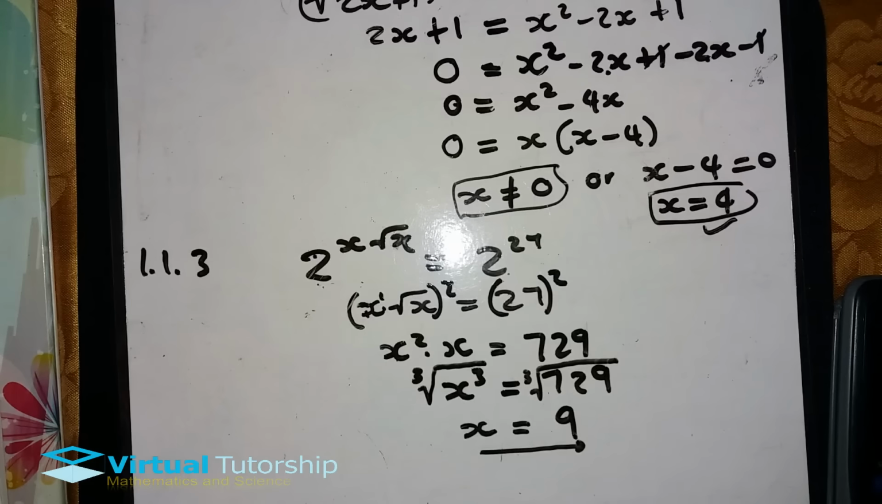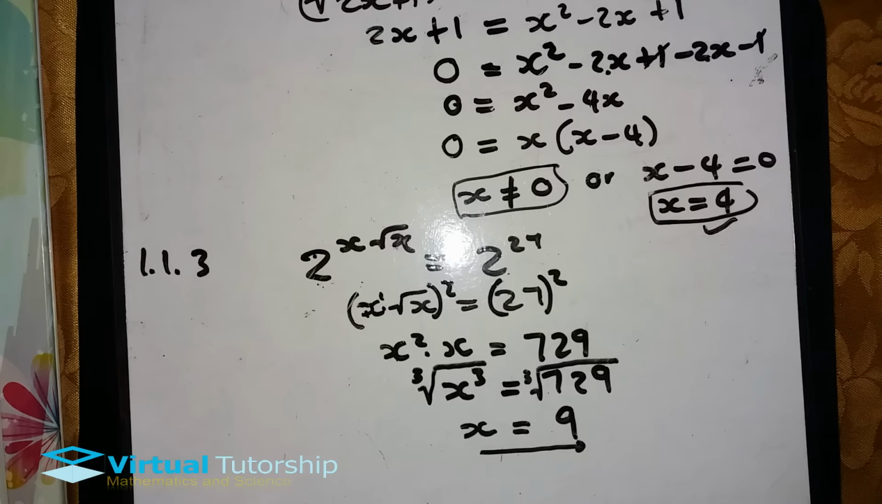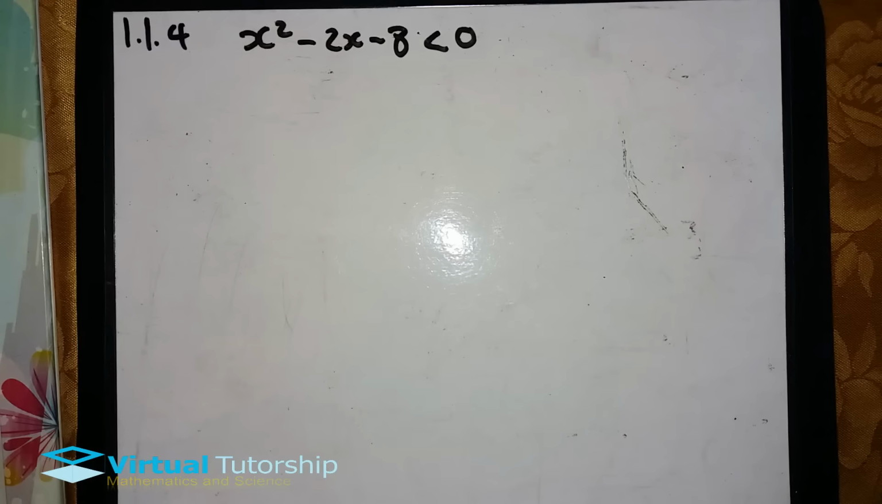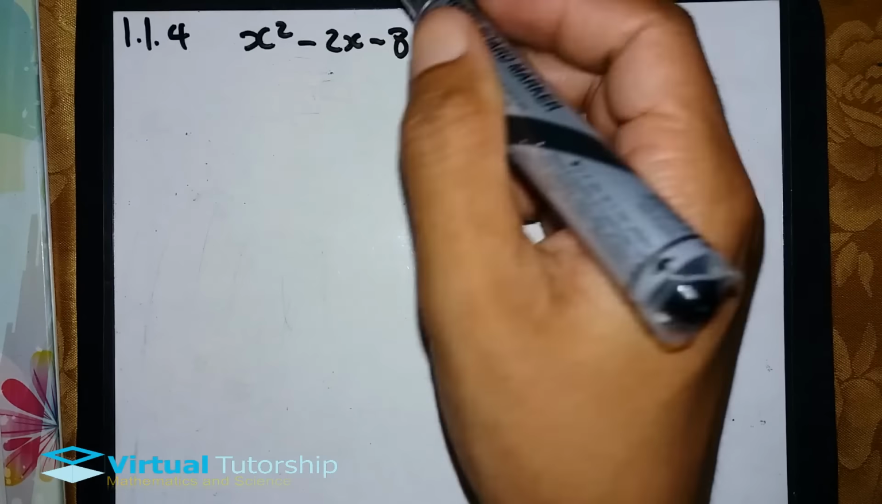Okay, so I think I erased a lot, and then this is question 1.1.4. Now the next equation is x squared minus 2x minus 8 less than 0. So this example here is a quadratic inequality. This is an inequality equation, but a quadratic inequality.